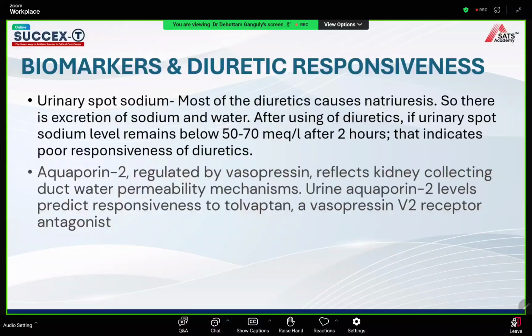poor responsiveness to diuretics. And aquaporin 2, regulated by vasopressin, is a kidney collecting duct water permeability mechanism. Urine aquaporin 2 levels predict responsiveness to tolvaptan. It's not diuretic related, but this is also a marker that they can ask in the practical exam.